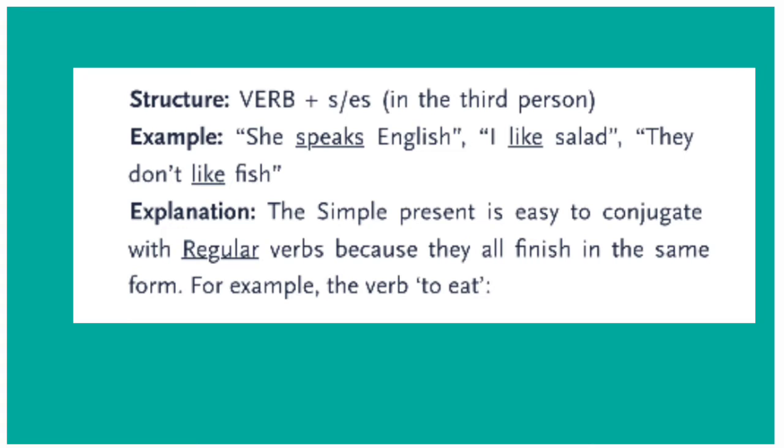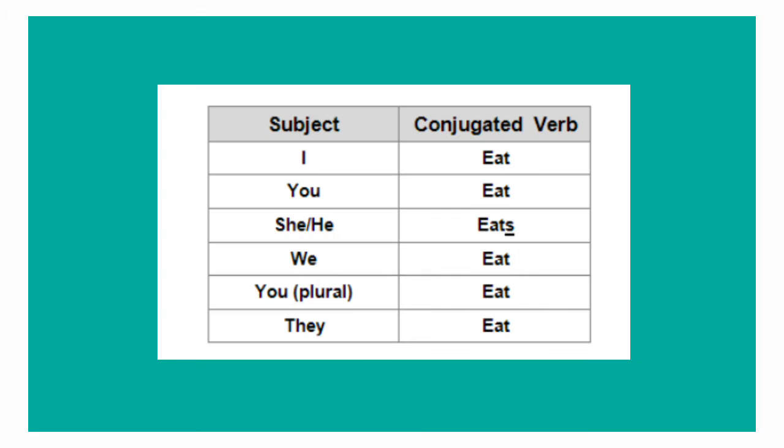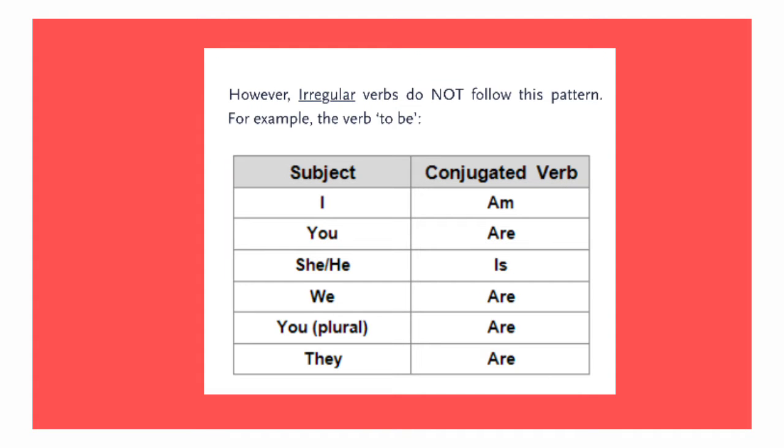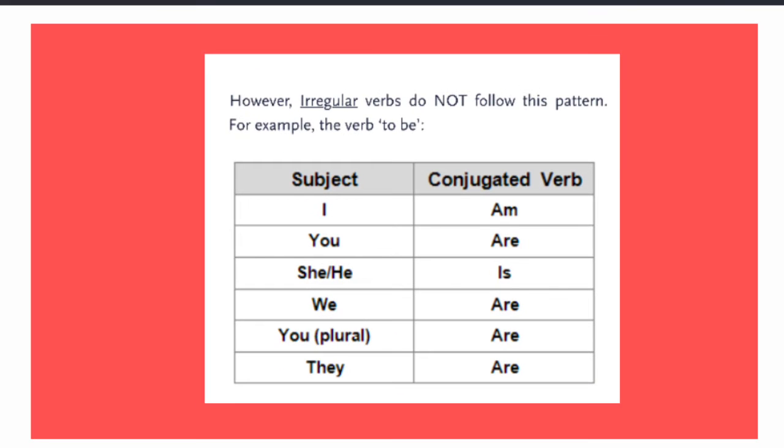They don't like fish. The simple present is easy to conjugate with regular verbs because they all finish in the same form. For example, the verb to eat. Below is the example. However, irregular verbs do not follow this pattern. For example, the verb to be. Subject, I, conjugated verb is am. You, are. She or he is, and so on.